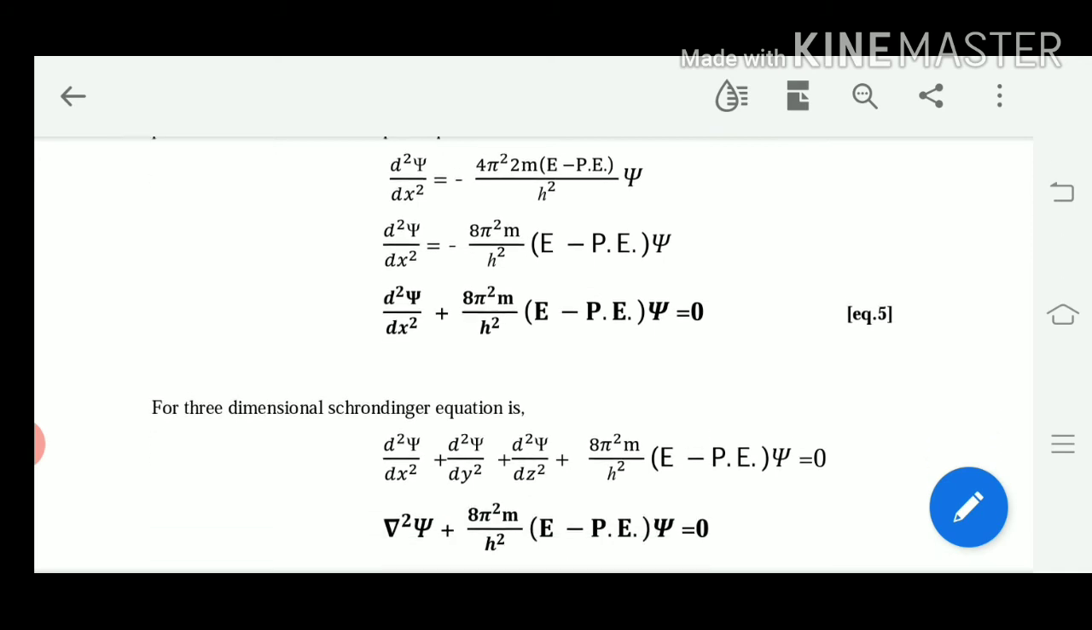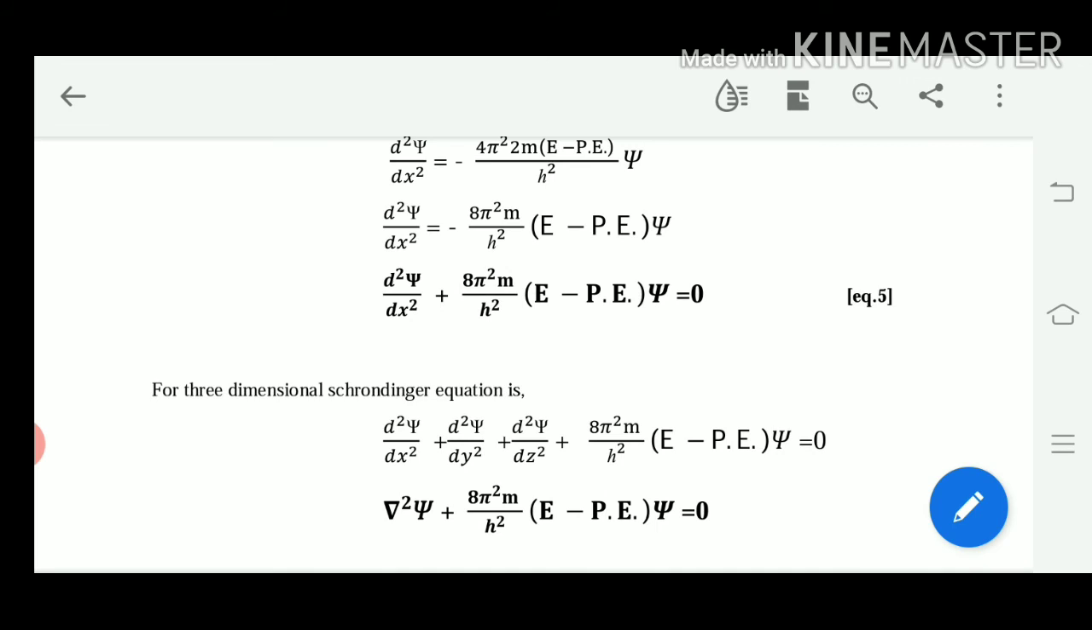We know that the electron moves around the nucleus, so according to the Heisenberg uncertainty principle, the probability of the electron in an atom is not fixed. The electron may be on the x-axis, y-axis or z-axis, anywhere in the atom. So the three-dimensional Schrödinger wave equation is dou square psi by dou x square plus dou square psi by dou y square plus dou square psi by dou z square plus 8 pi square m by h square into E minus potential energy into psi is equal to 0. This is the three-dimensional Schrödinger wave equation.